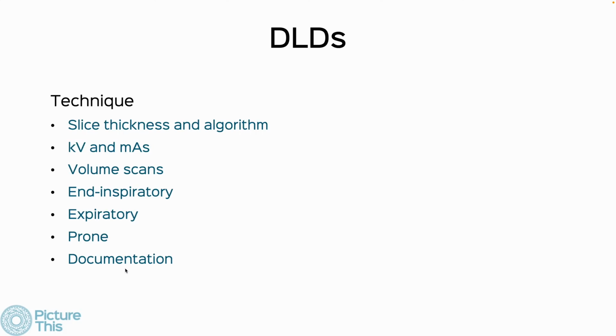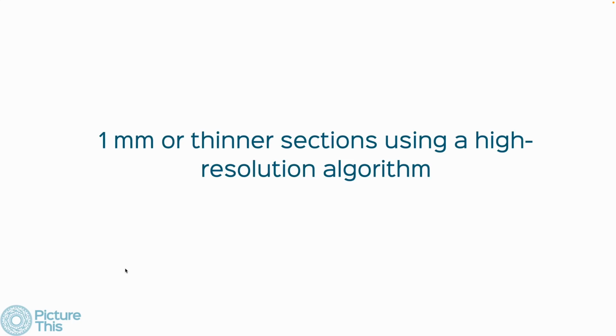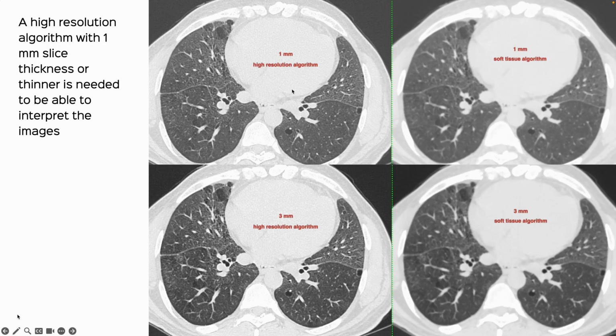So these are the various subtopics. We start with slice thickness and algorithm. Needless to say, it should be 1 millimeter or thinner with a 0.5 millimeter interval. And here you can see a 1 millimeter scan. You can see the traction bronchiectasis, the tiny subtle cystic lesions here, the reticular opacities here, beautifully.